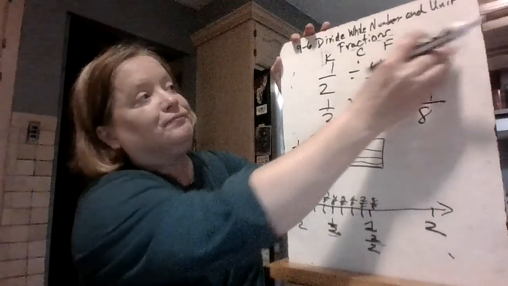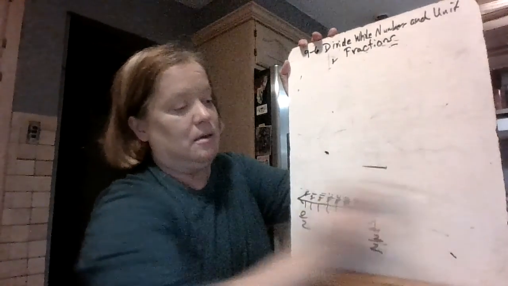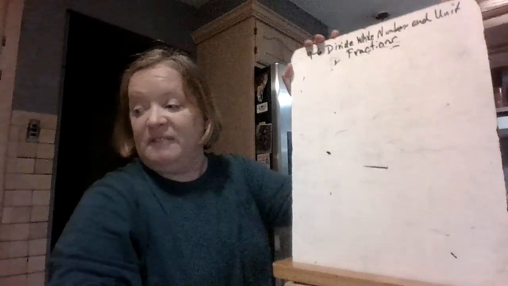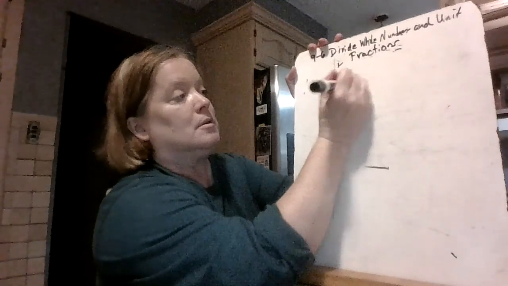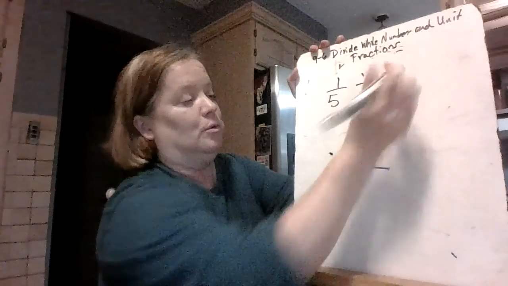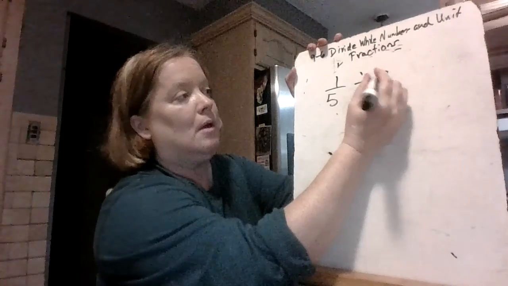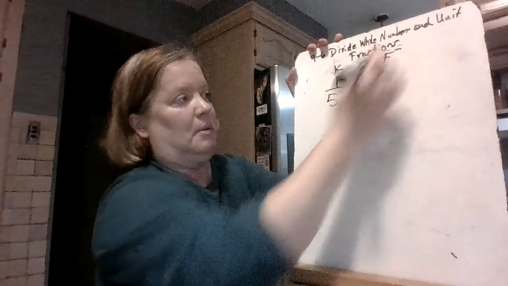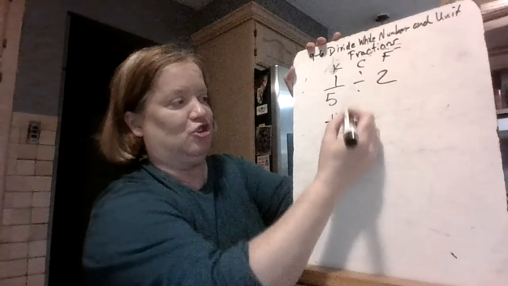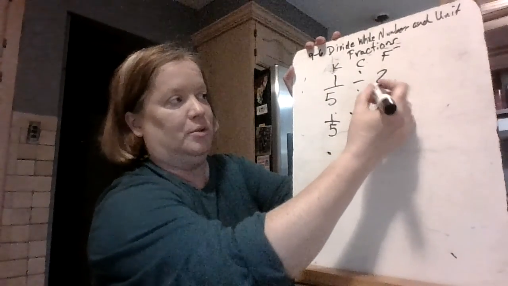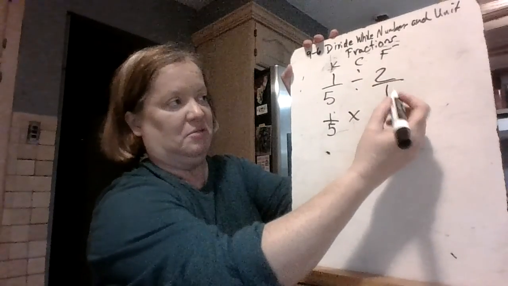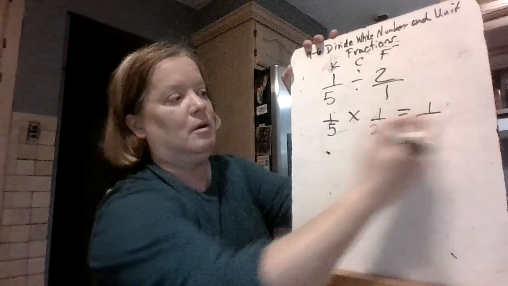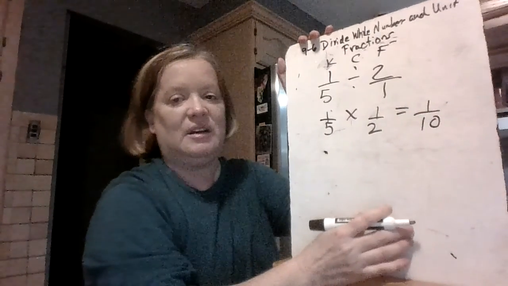Let's try another one. Let's say I did 1/5 divided by 2. Again, I'm going to roll with keep, change, flip as my algorithm. I'm going to keep the 1/5, change the sign to multiplication. 2 is the same as 2 over 1, and I'm going to flip it to its reciprocal, which is 1 over 2. Multiply my numerators: 1 times 1 is 1. 5 times 2 is 10. So my answer is 1/10.